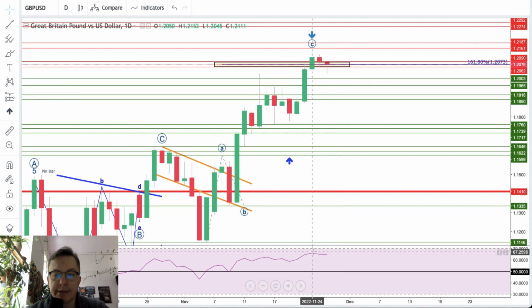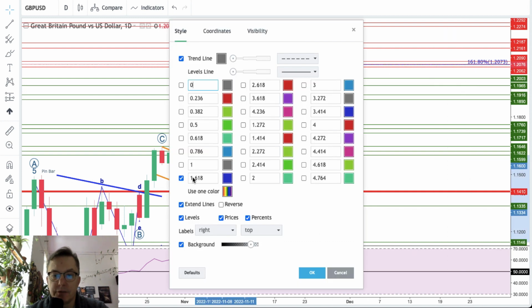Nevertheless, the outlook is still positive. The outlook is still to the upside. Why? Because we got this positive, strong momentum. It's almost 65 points. So bulls are in control of the market. We broke with ease the 161% Fibonacci extension.